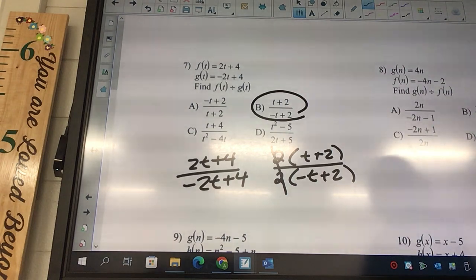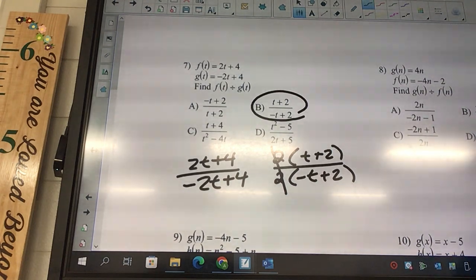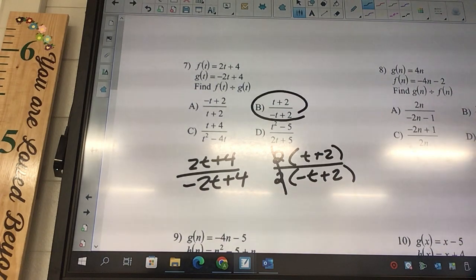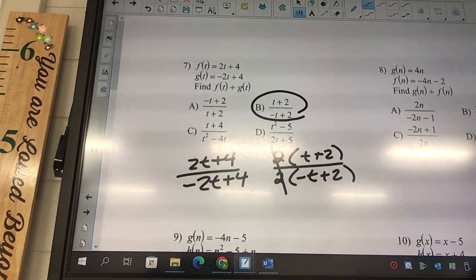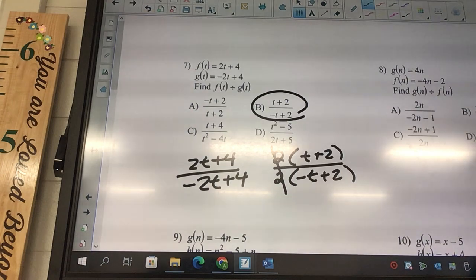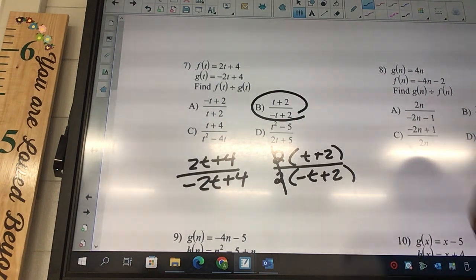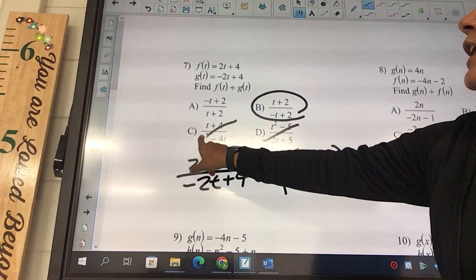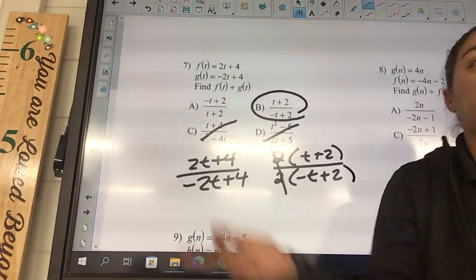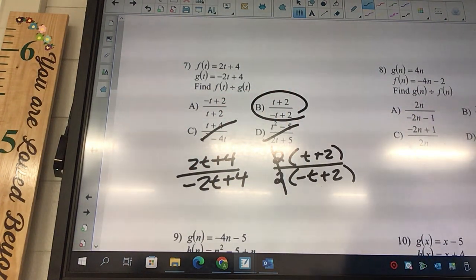Okay, from the gate, which ones could you cross out? From the very beginning, with no work required, what could you cross out? D, and what else? C. Why D and C? They got t to the second power, so that's definitely not those ones. So when we can cross out stuff, if you had to guess between these two, now you got a 50-50 shot. It's like flipping a coin. Guess from there if you have to.